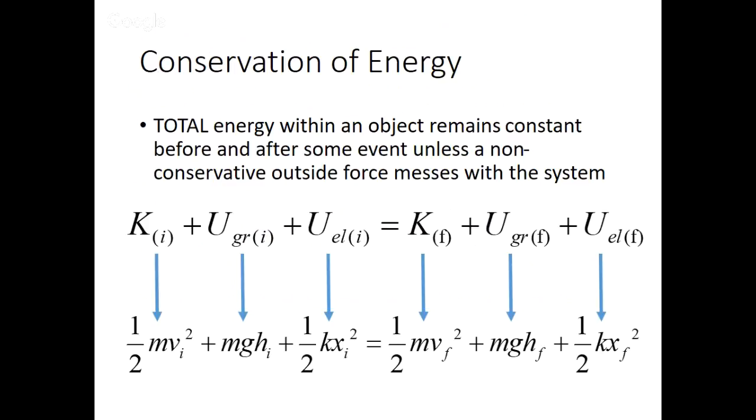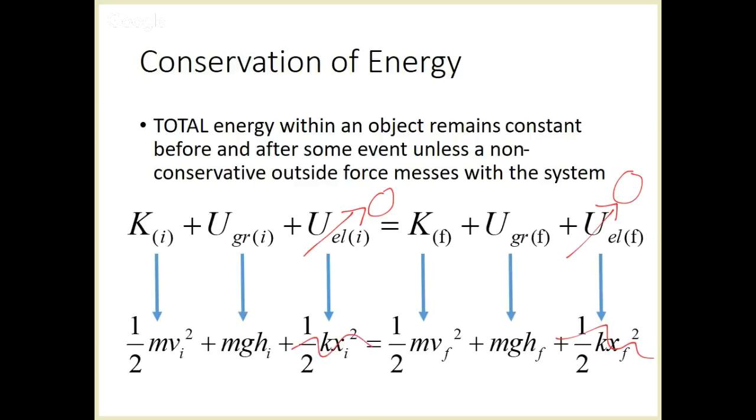So a lot of times, before I even get started, just ask yourself: if there's not a single spring in the problem, or rubber band or anything like that, that's probably going to be 0. And then you don't have to worry about this part of it. Or if it stays at the exact same height through all of it, then both of these are probably going to be 0. You don't have to worry about this part of it.